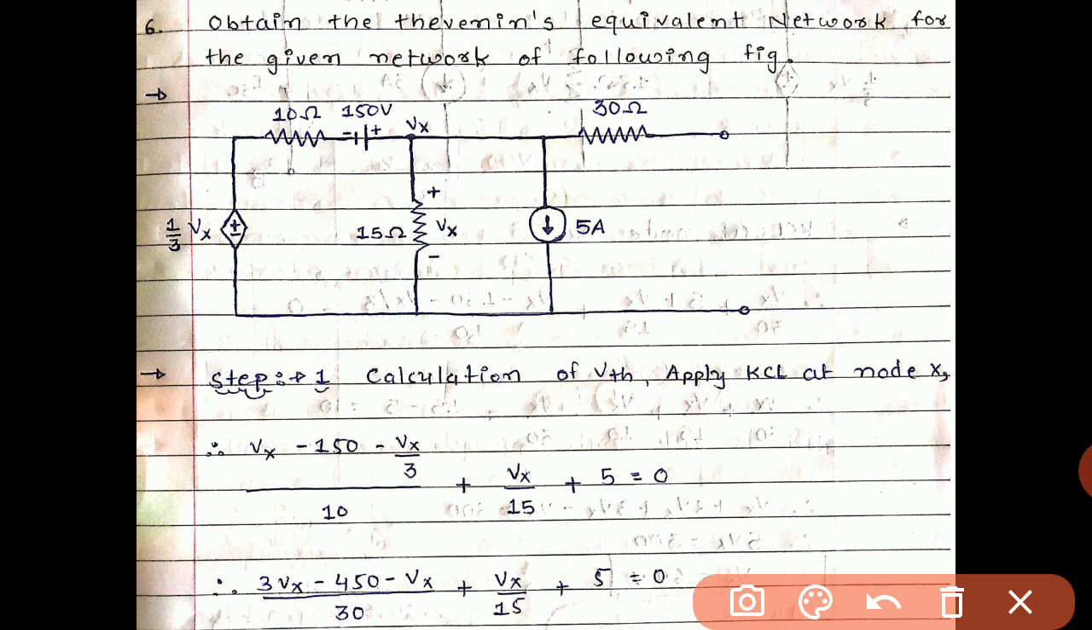First of all, find how many independent sources and how many dependent sources are given in the figure. We can clearly see over here that one dependent source is given, a voltage dependent voltage source. Here one independent source is given, that is 150 volt, and here also one independent source is given, that is 5 ampere. So initially, what will be our first step?